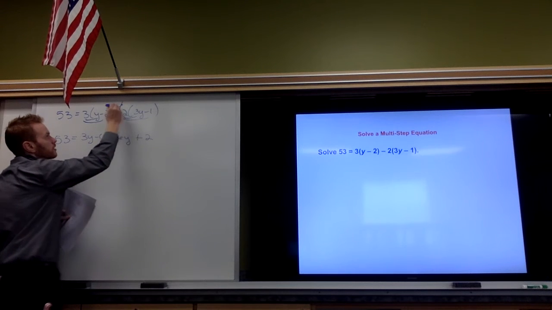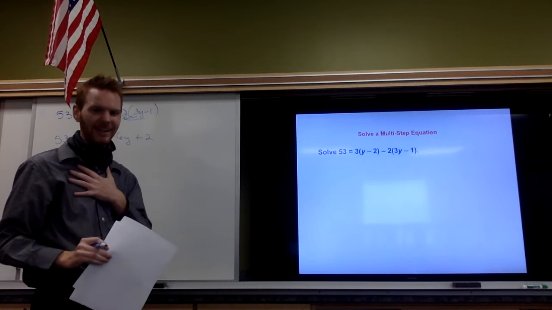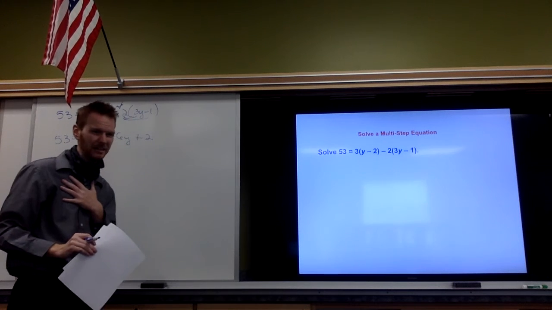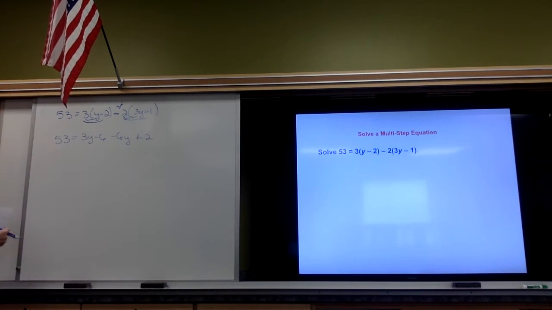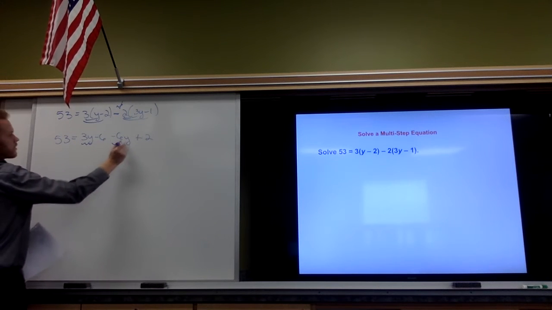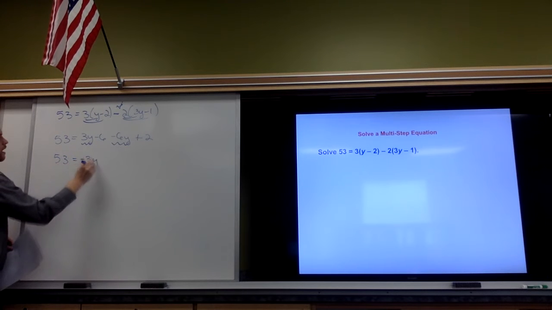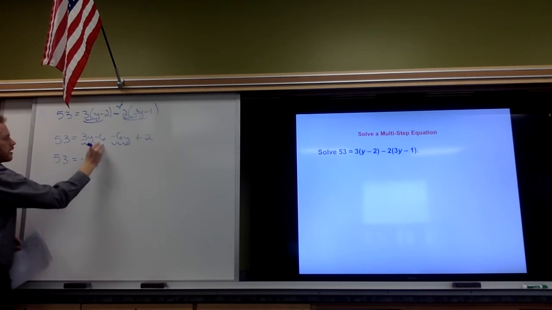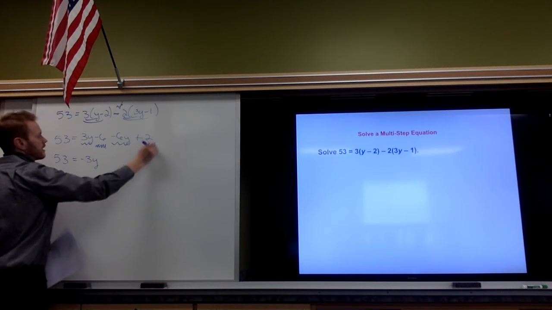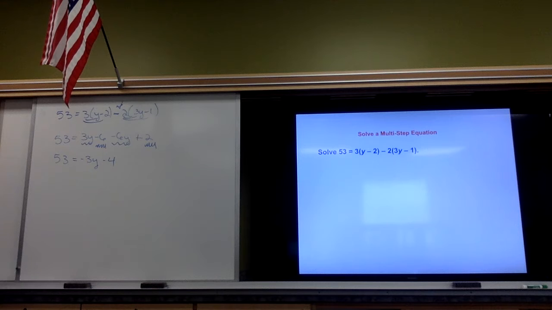Negative numbers, always an area of weakness. I make that mistake too when I start solving these things. I forget the negative. So just be careful. Okay, combine some like terms. I have a 3y and a negative 6y, I'll combine. So I get negative 3y. And then I got a negative 6 and a 2, I'll combine to make negative 4.